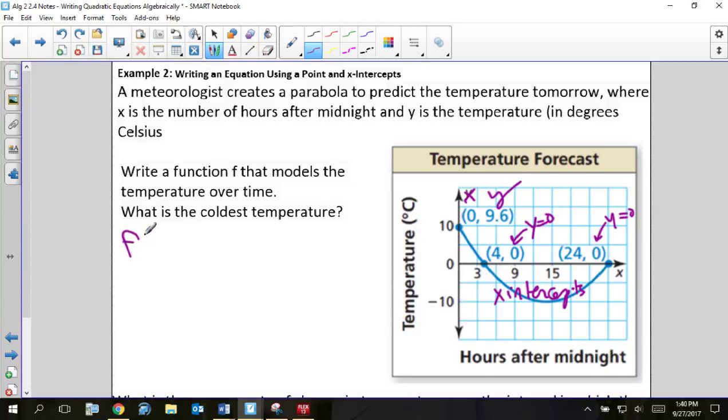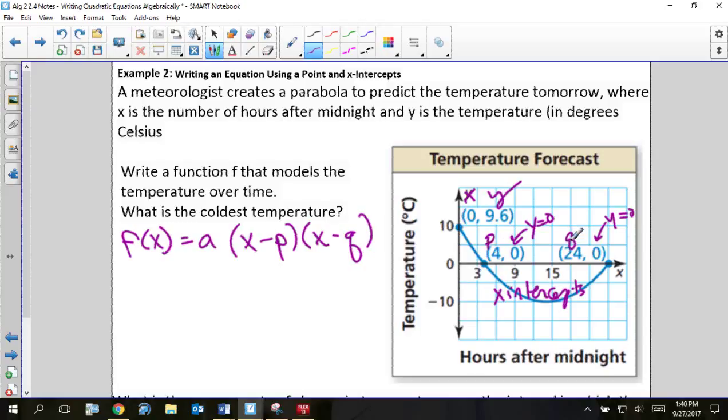So we're going to do f of x equals a parenthesis x minus p close parenthesis open parenthesis x minus q. That's the equation we're using. So over here on this graph, I can see what x and y are, but what's p and q? P is 4, and q is 24.